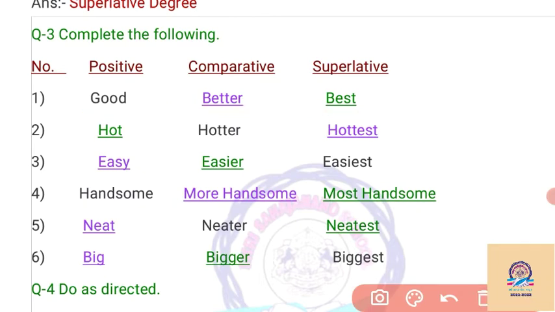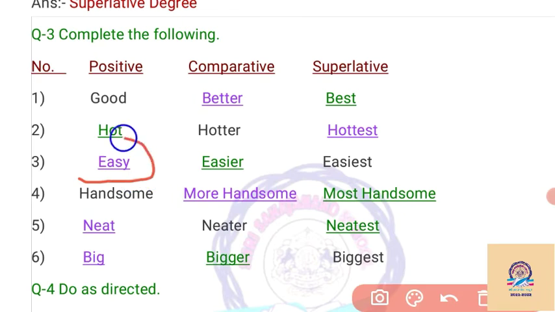Then hot in positive form. Here the last letter is T, that is a consonant, and before T, O is given here. So before the consonant letter we have a vowel letter. At that time we have to double the last letter, it means double T. So hot changes into hotter and hotter changes into hottest in the superlative degree.